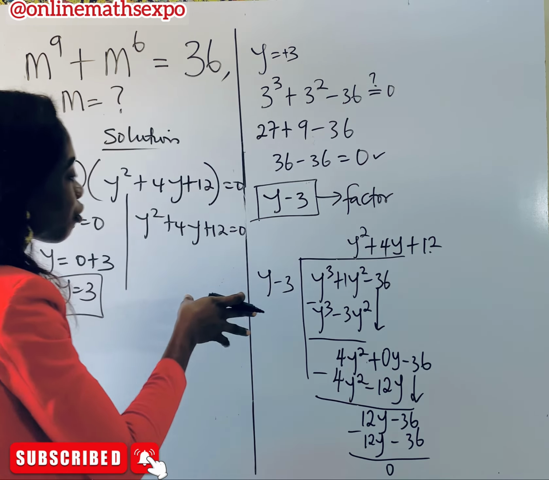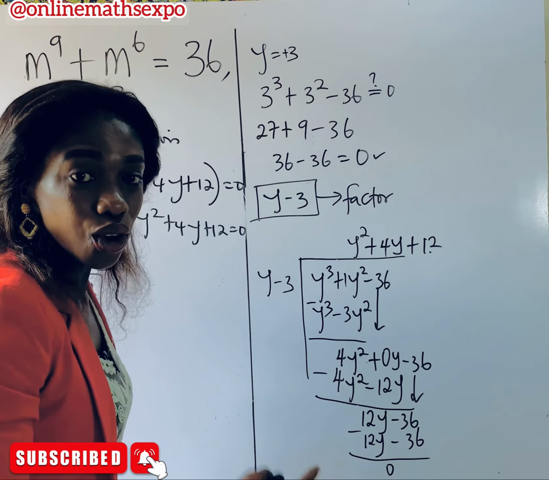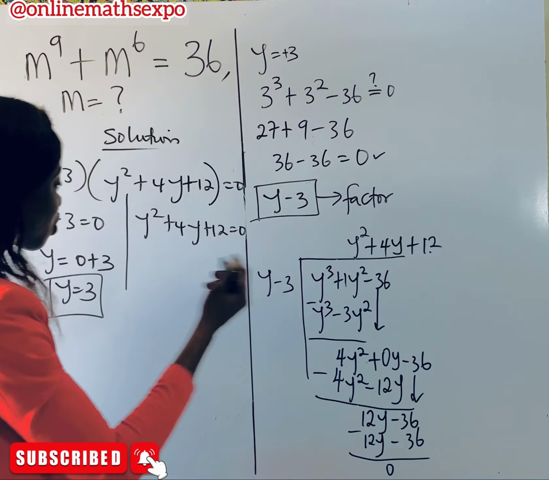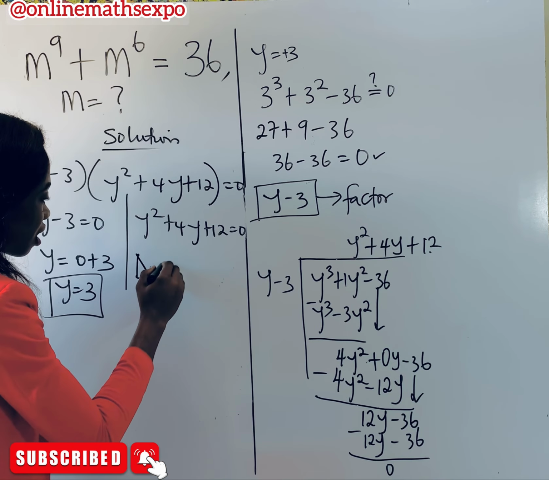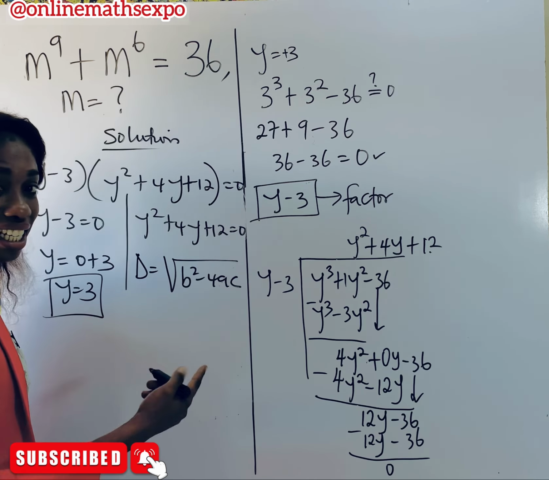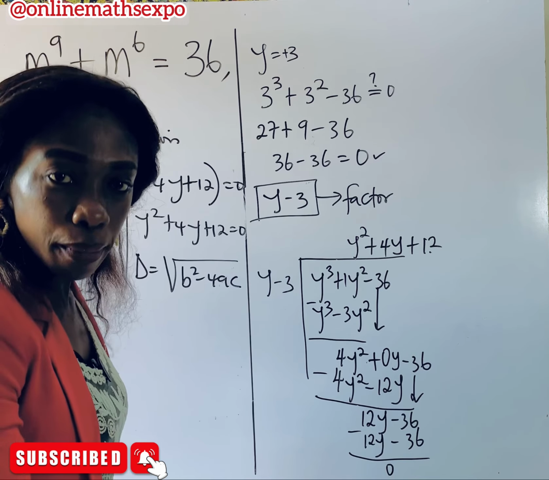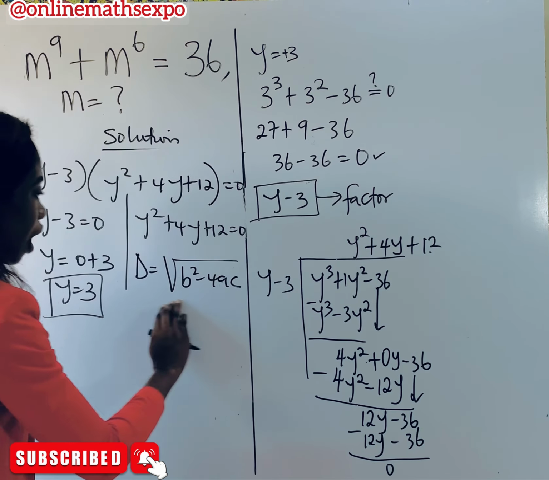You have to check for the roots of this equation to know if it is real or complex. To do that, you use the discriminant formula, b squared minus 4ac. The reason is that our target on the value of m is only on real numbers. So in that case, how do we get this?